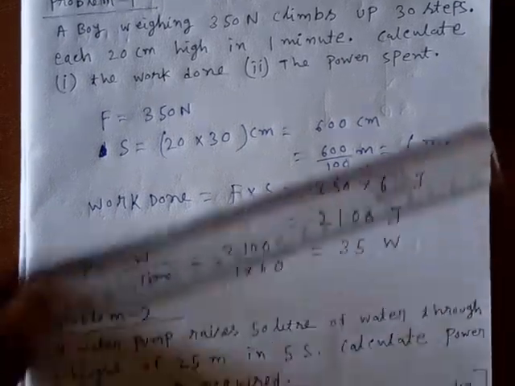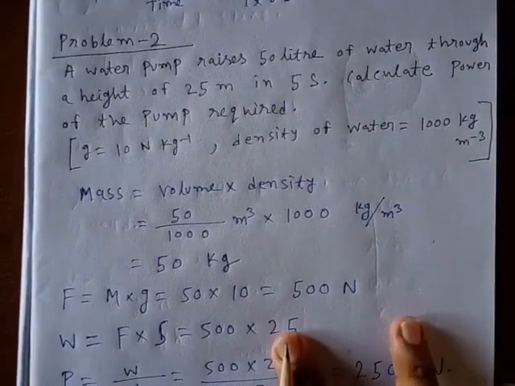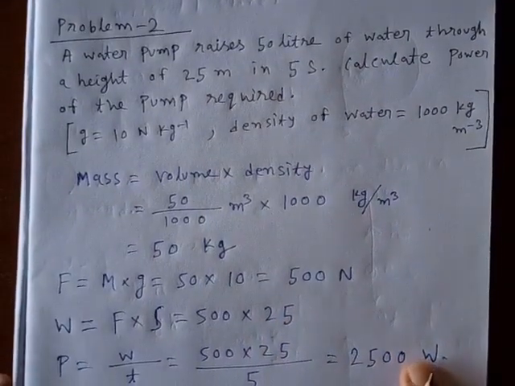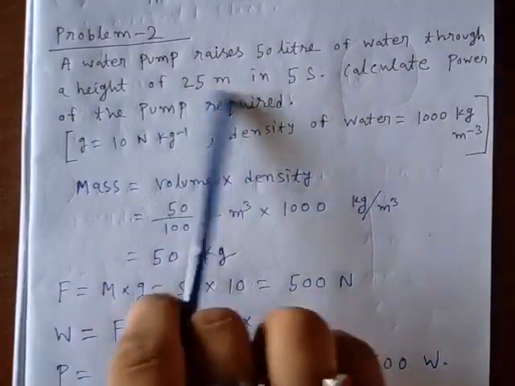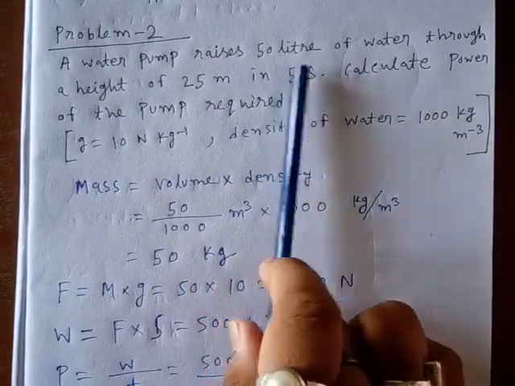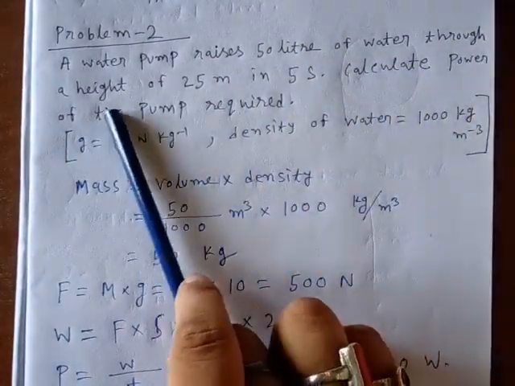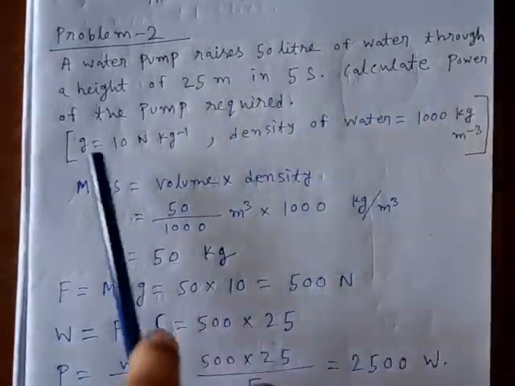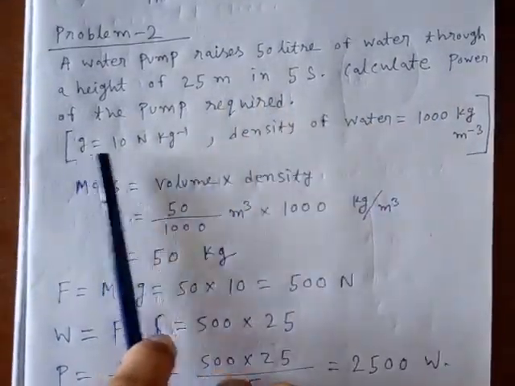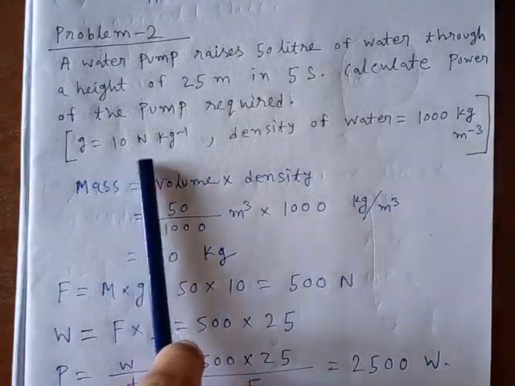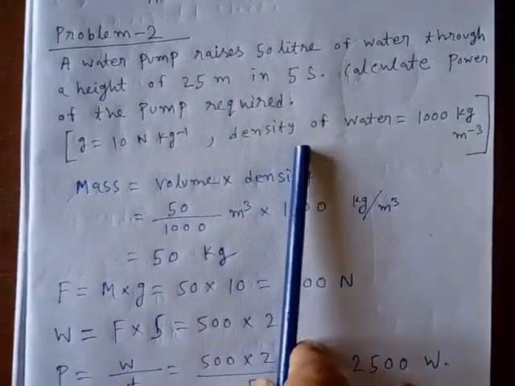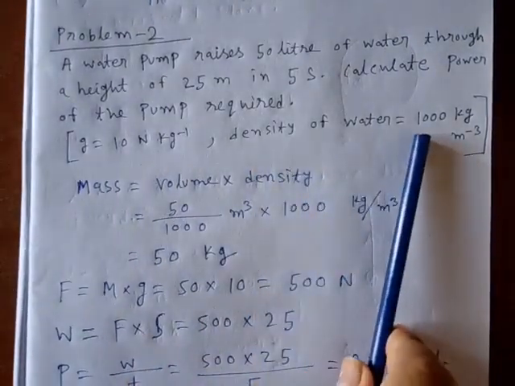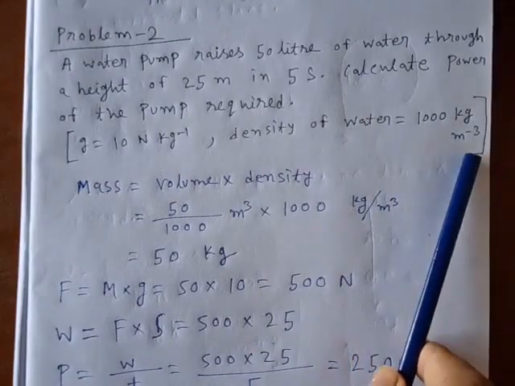Now move to problem number 2. Problem number 2 is basically given that a water pump raises 50 liter of water through a height of 25 meter in 5 seconds. Calculate the power of the pump required. The value of g is given as 10 Newton per kg, and density of water is given as 1000 kg per meter cube.